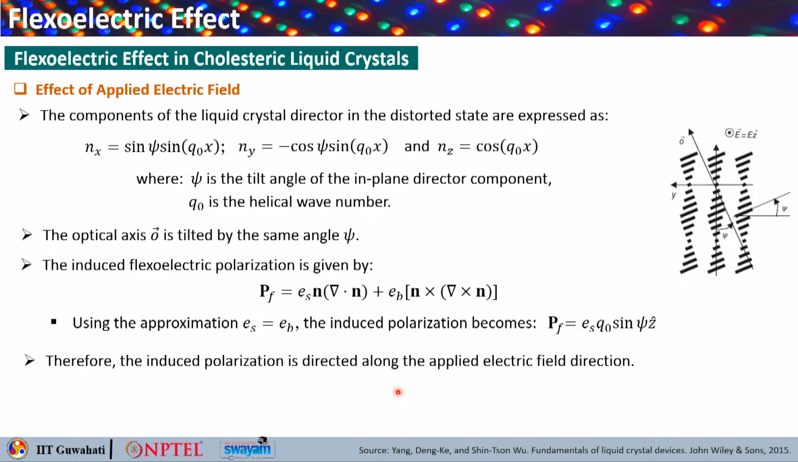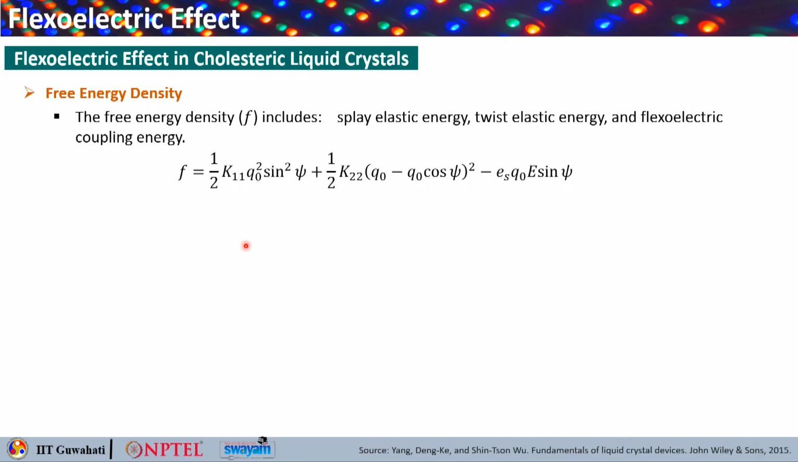So, what you have seen from this equation is that the induced polarization is basically directed along the applied electric field direction, because the electric field was also applied along the z direction, and the induced polarization that you see here is also in the same direction. So, now let us calculate the free energy density.